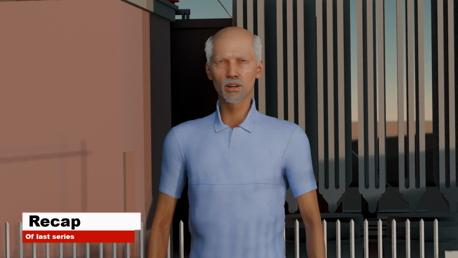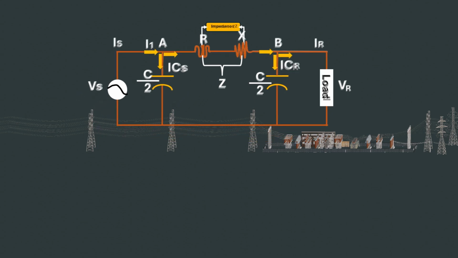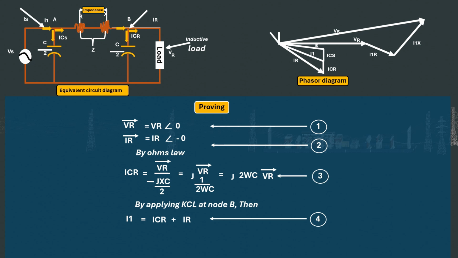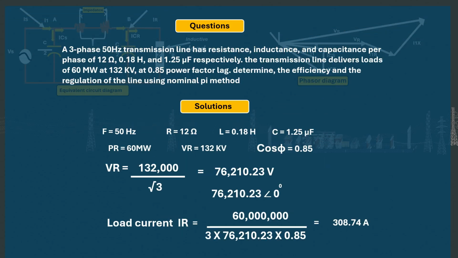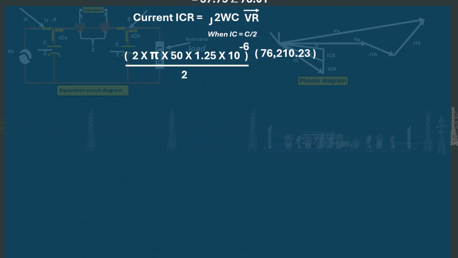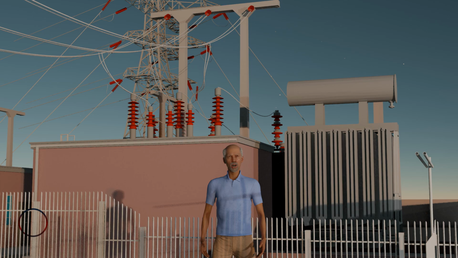As you know, the last time, while making reference to a nominal pi transmission line, an equivalent circuit diagram was drawn. The equivalent circuit diagram drawn was used to derive a phasor diagram. In the same vein, we used the phasor diagram to prove some mathematical formulas. Finally, the formulas derived were used to solve a medium transmission line using the nominal pi method. In today's series 2, we will continue to analyze a medium transmission line using the nominal pi method. So without any further ado, let's get started.